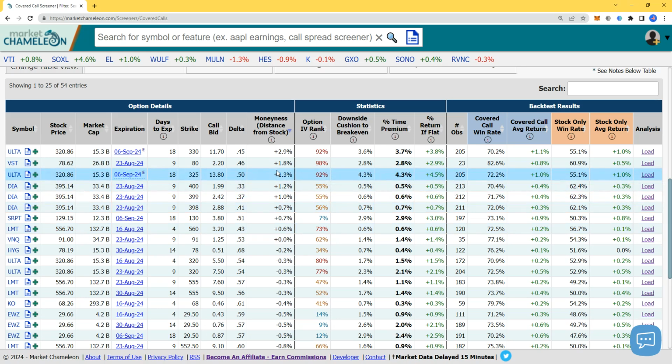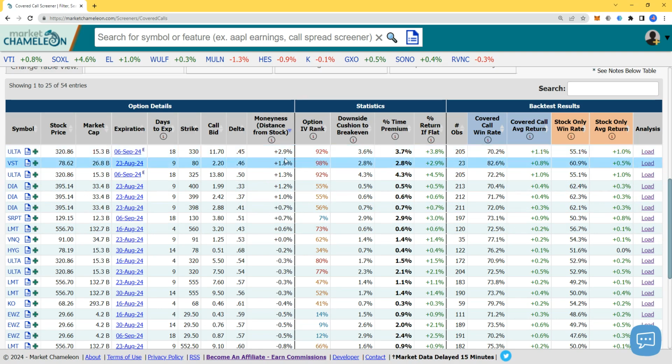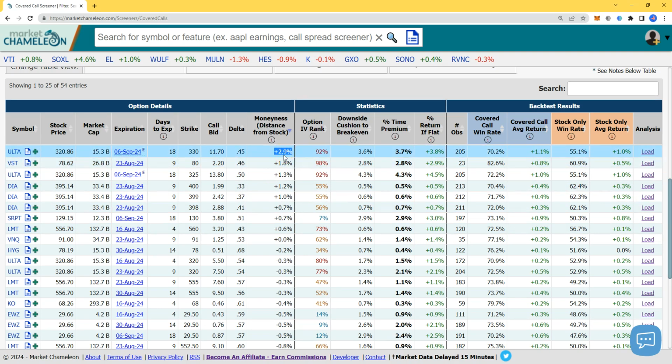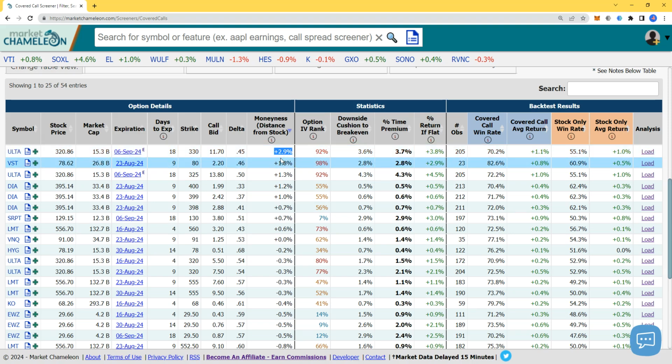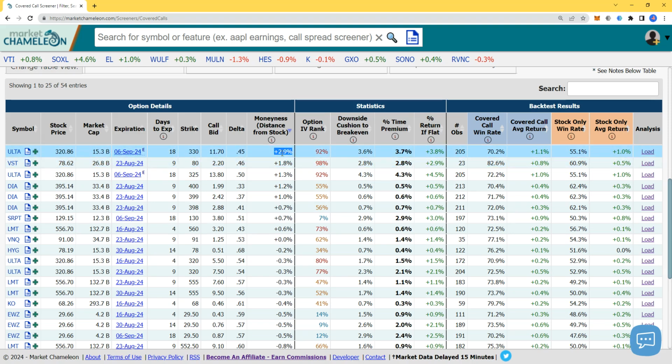So we got ourselves a couple of things. Let's see with the first option. See, moneyness distance from the stock 2.9. Now don't expect a giant move of, hey, money distance from the stock, I don't know, 30% and collect $1,000. That's not going to happen. This is for the average investor that wants to add a little covered calls to their portfolio. So let's see what we got.